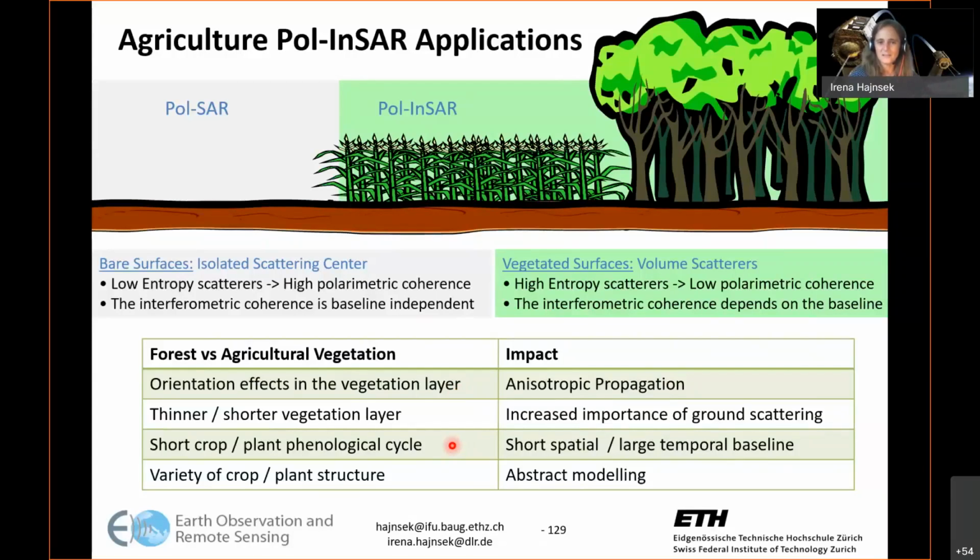Also the variety of the structure is very different for crops compared to bigger forests, which can mostly be classified as volume or oriented volume, with two parts, whereas the structure here, depending again on the crop type, can be very, very varied. Okay, let us go further on.